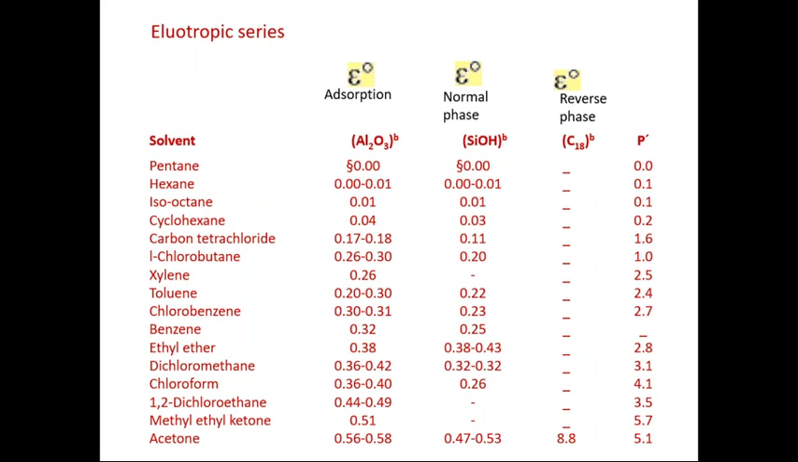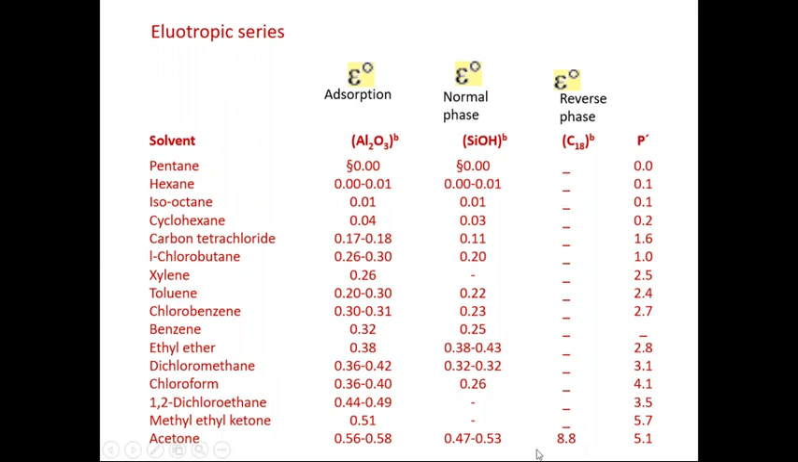So you see in the upper part of the table are the solvents such as pentane, hexane, cyclohexane, and these are the solvents which we can use in adsorption chromatography or in normal phase chromatography, where you use the silica column. You look, we do not use any of these solvents, that is from pentane to chloroform to dichloroethane, in reverse phase chromatography.